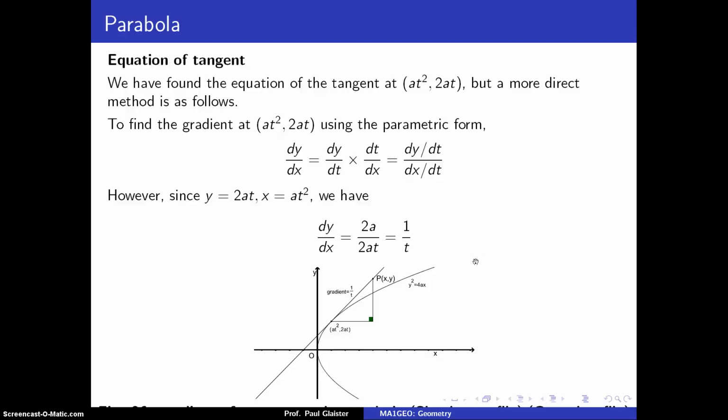So we've just determined the parametric form for a point on a parabola y squared is 4ax. We're now going to call that from now on (at squared, 2at). Now let us determine the equation of the tangent at that point.